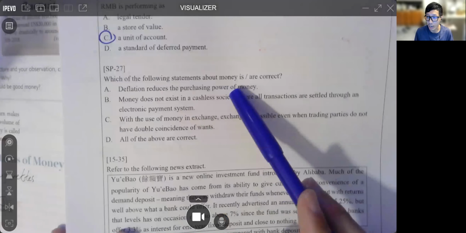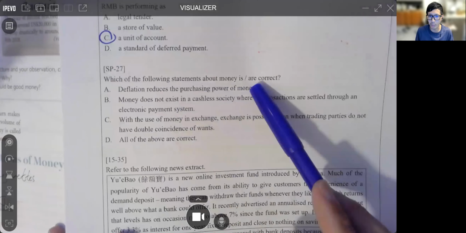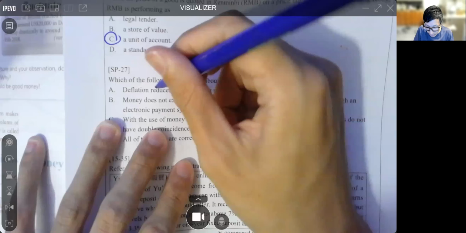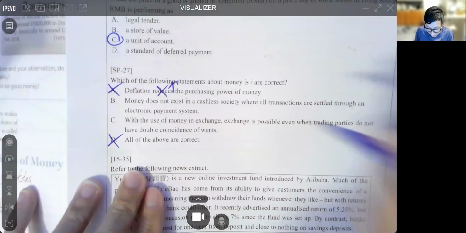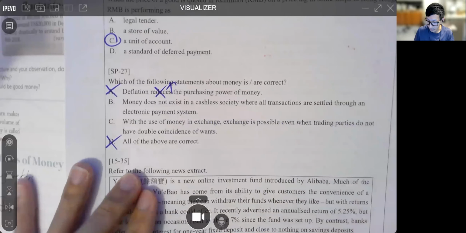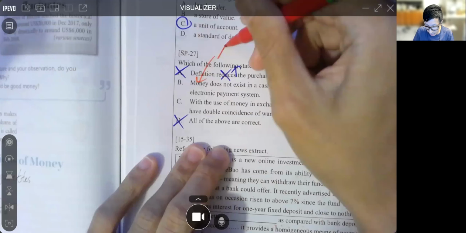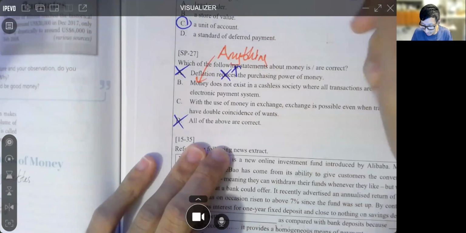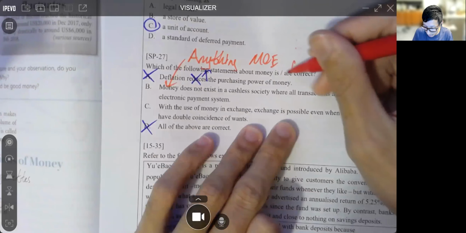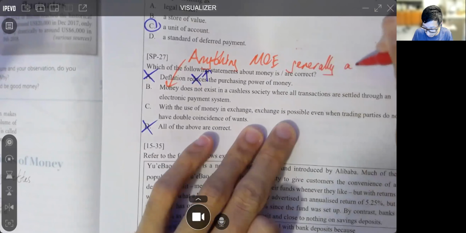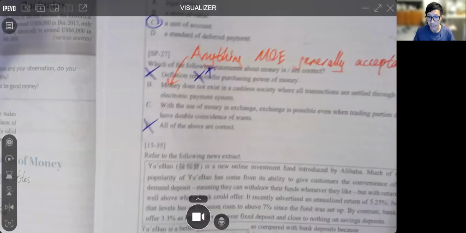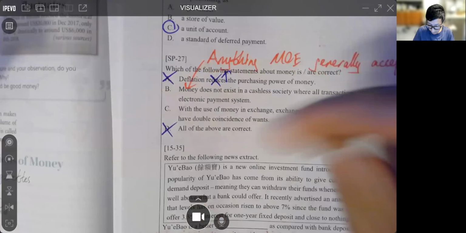Sample paper, which of the following about money is are correct? OK, 點解會 are correct？應該冇嘅。哦，因為 all of the above 有。好嘛, deflation reduce no deflation would increase purchasing power, 即係 D 都死啦，係嘛？Money does not exist in a cashless society where all 你記住啊, money we mention can be anything. As long as it is a medium of exchange that is generally acceptable. 任何嘢都得噶，以前咪攞貝殼啊，攞銀啊，係咪啊？OK, 好嘛？Anything. So it's not correct to say it does not exist.